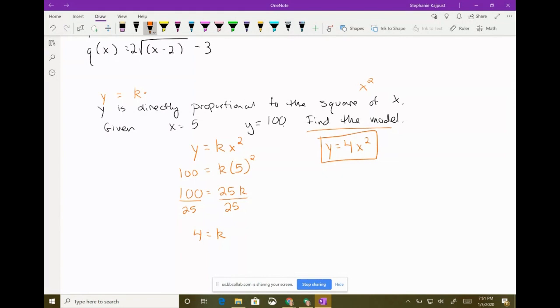If you were given a problem where instead of directly proportional it said inversely proportional, that means it's k divided by whatever follows. You could have a direct proportion and an inverse proportion, and you just have to write those in order. And if you have joint, those are multiplication, and there may be more than one variable there.